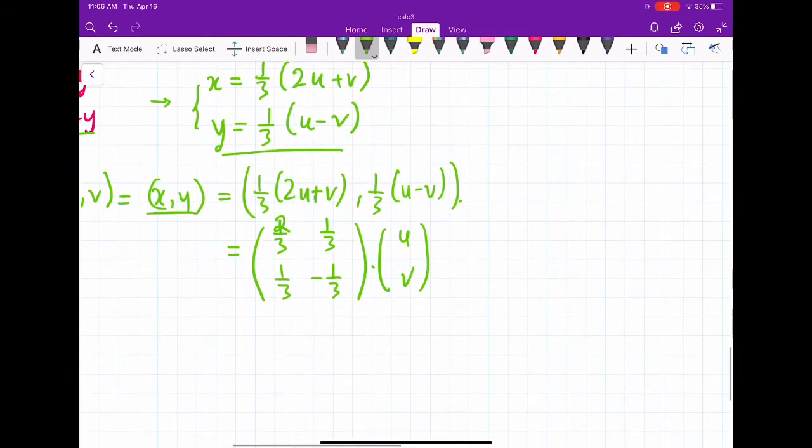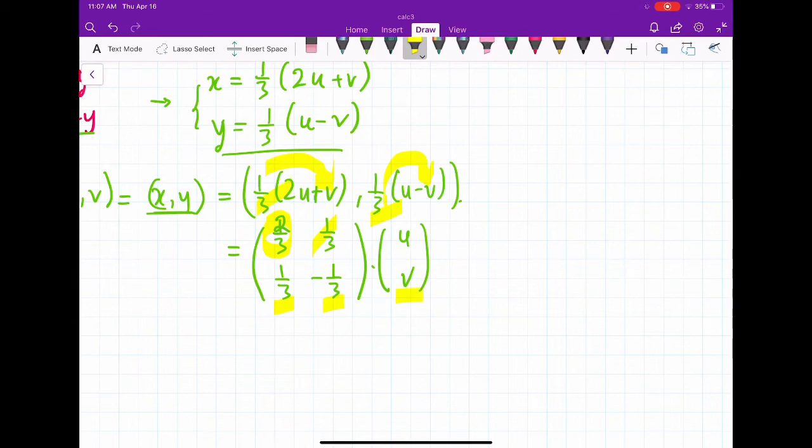It's pretty easy to understand. So for example, when you take 2/3 in here, that is the coefficient of u, right? Where's 1/3 in here? That is the coefficient of the v in the first coordinate. And then 1/3 and -1/3 are from here. Make sense? And you apply to u and v.